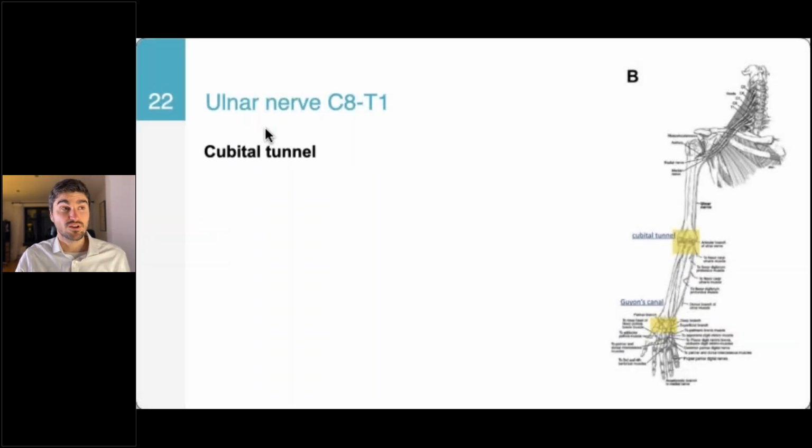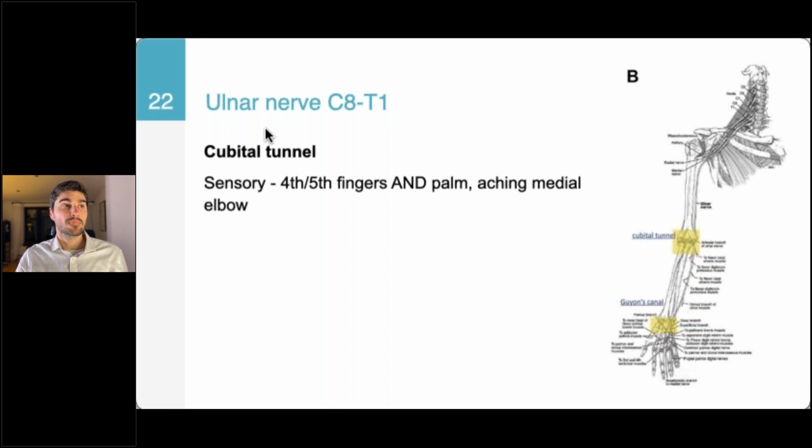On to the ulnar nerve, cubital tunnel syndrome. So this is the second most common in the upper limb. Again, really simple. It's going to be the 4th and 5th fingers, 4 and a half, 5th and a half of the 4th for the palm. For the fingers, but not the palm.